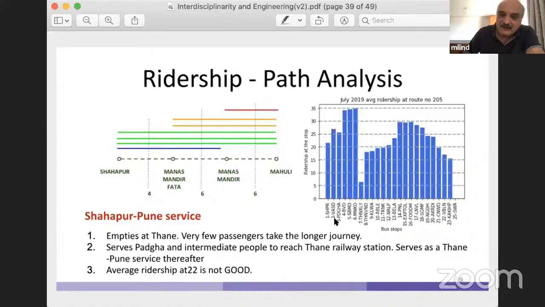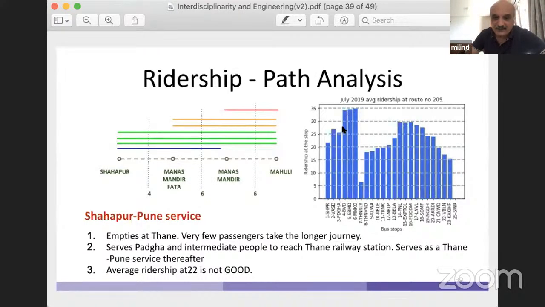Now we did a ridership analysis for, say, a trip from Shahpur to Swargate, Pune. What do we see? At Thane railway station, it empties. There are only 5 people. So the bus from Shahpur to Pune empties at Thane, and then some new people in Thane come up and go to Pune. So is it serving the people of Shahpur? No. Probably this service is serving more the people of Thane who want to go to Pune. So this analysis tells us what is being served, how many people are being served, and so on.